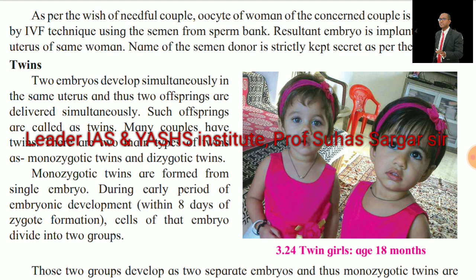Twins. Two embryos develop simultaneously in the same uterus, and thus two offspring are delivered simultaneously. Such offspring are called twins. Many couples have twins. There are two main types of twins: monozygotic twins and dizygotic twins. See the pictures of twin girls aged 18 months.